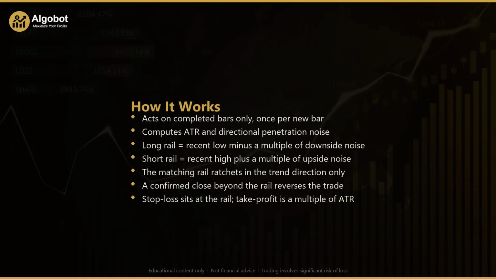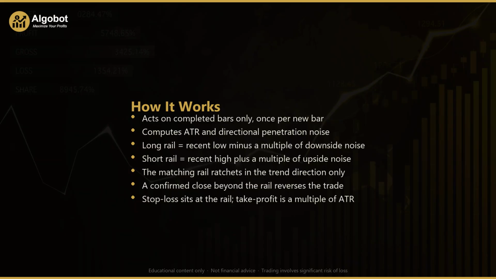Now let's walk through the mechanics step by step. The expert advisor only acts on completed bars, checking its logic once when a new bar opens and ignoring the still-forming candle. That keeps its decision stable and avoids reacting to every tick. On each new bar, it calculates two things. First, an average true range over the ATR period, which defaults to 14 bars. This measures overall volatility. Second, the directional noise over the noise period, which defaults to 10 bars.